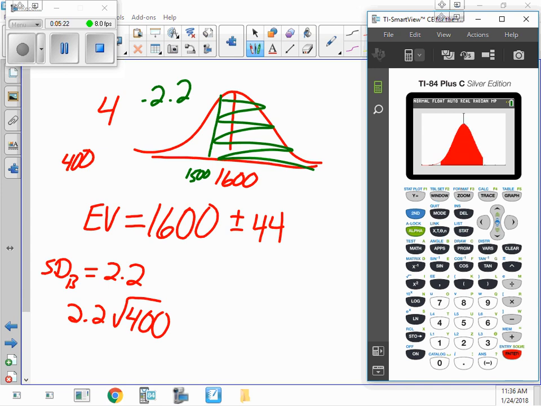So I ended up with 98%. Can I use the z-score table in this case? No, why not? We're not finding middle area. Now, there is a way to do it, but it just takes a lot more effort.